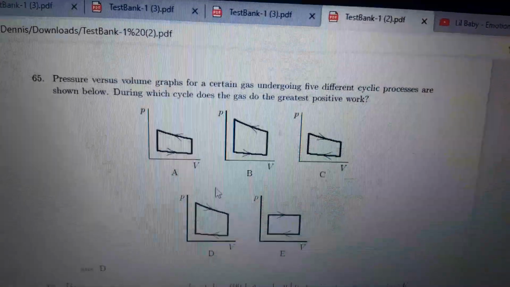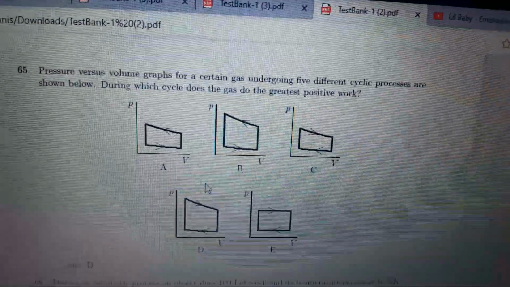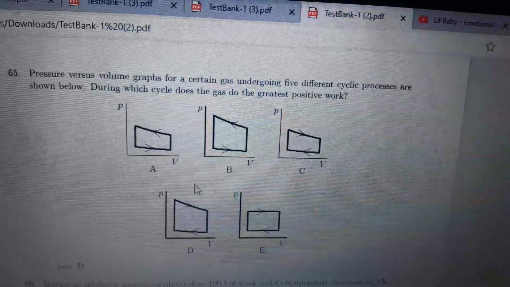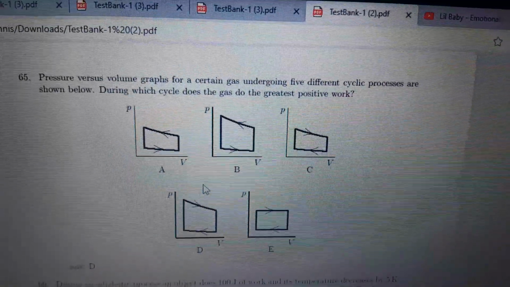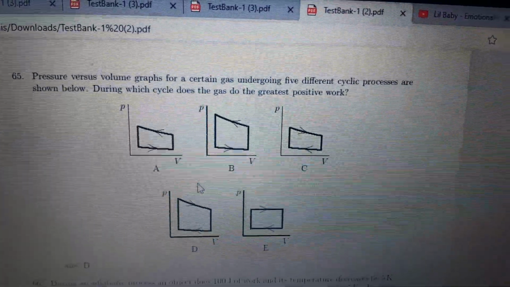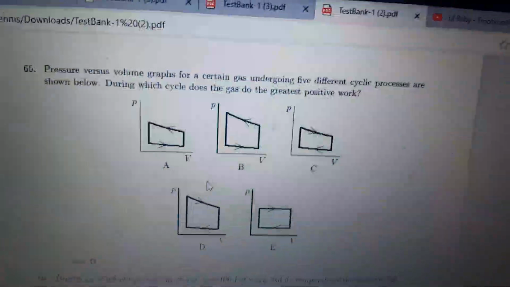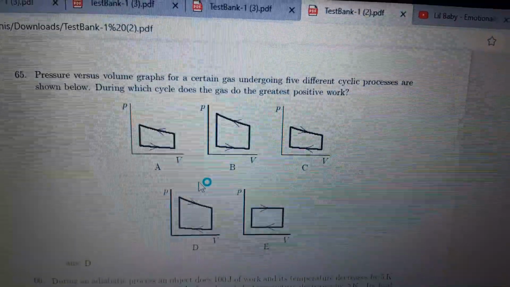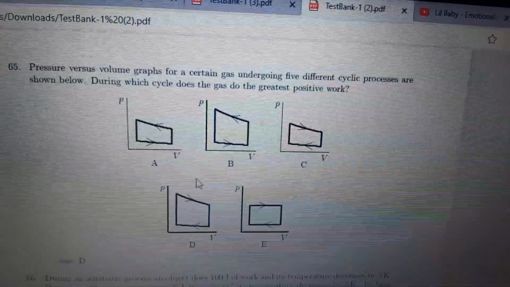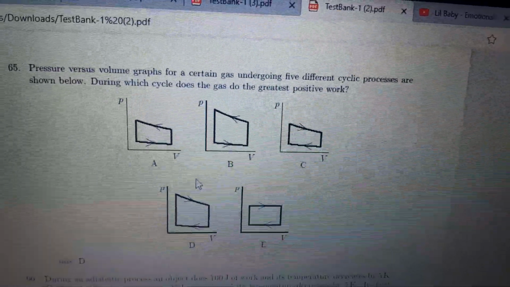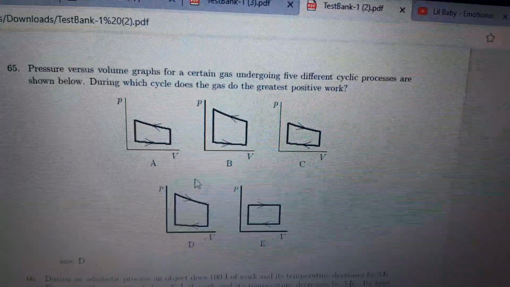What's going on in this question? I feel like these things are all the same. Pressure versus volume graphs for a certain gas undergoing, well, they're not the same, undergoing 5 different cyclic processes shown below. During which cycle does the gas do the greatest positive work?